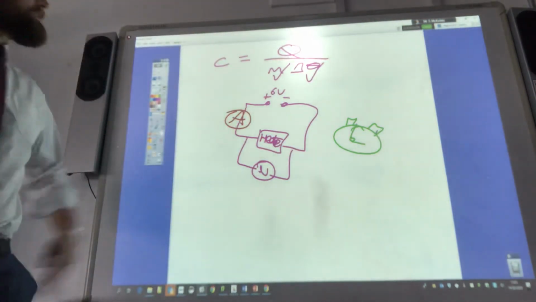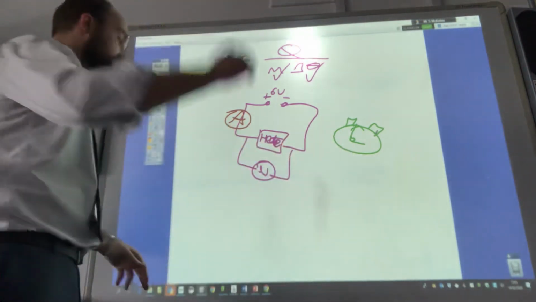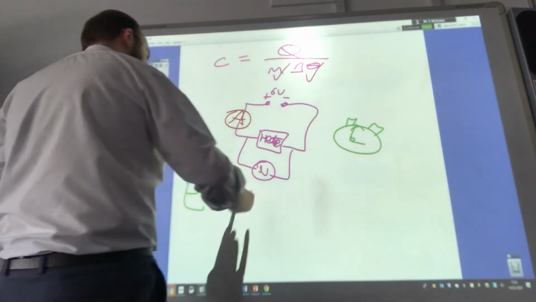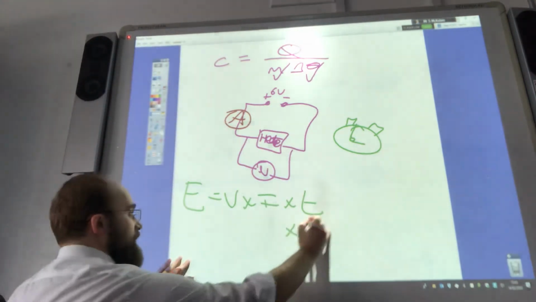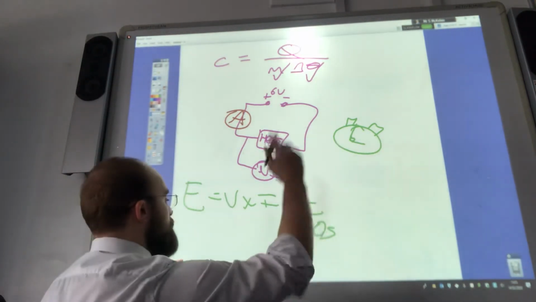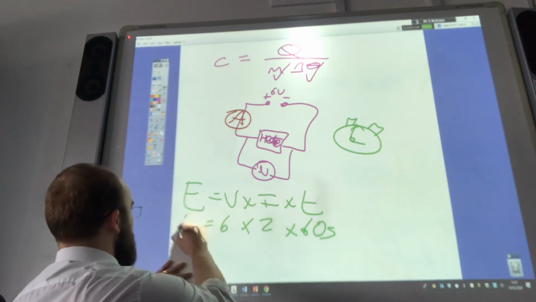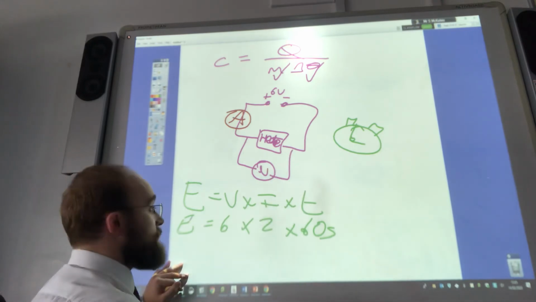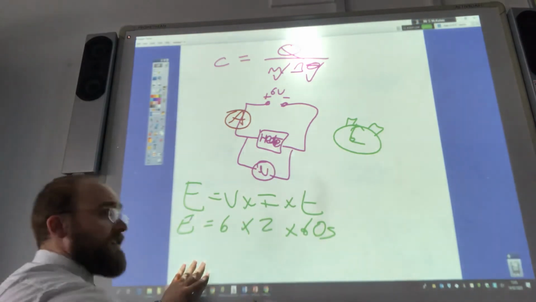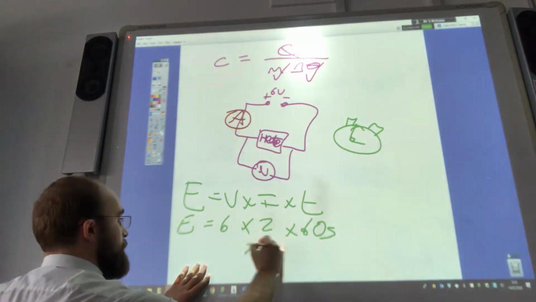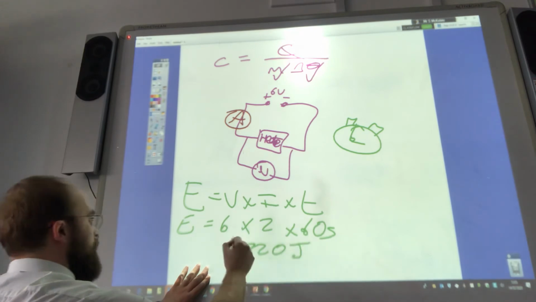I can now calculate Q because I have got the voltage, the current, and the time. Do you remember this equation? E is equal to V times I times T. So if I leave this on for 60 seconds, and the average amount of current going through is 2 amps and the voltage is 6, can you tell me how much energy I have transferred to my heater? 6 times 2, 12 times 60. 720. Fantastic. 7,200 or 720? 720. Okay.